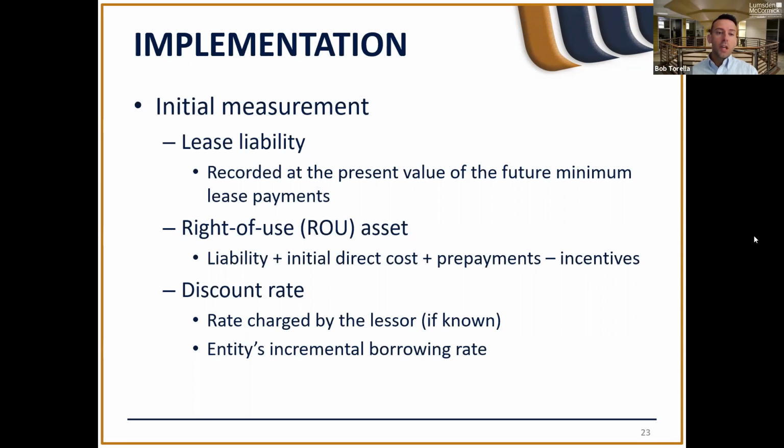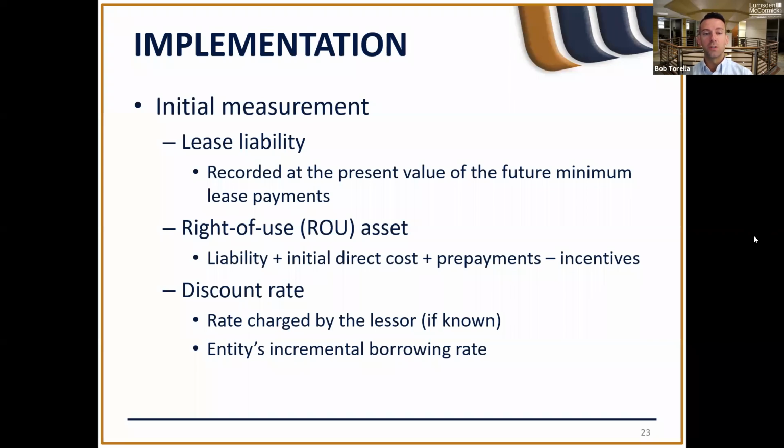So then once you calculate your lease liability, then you would record your right of use asset along with it. Now, this represents the actual physical asset you're leasing, and it can be a different value than your lease liability. But you start off with your lease liability and you would add in any initial direct costs, any prepayments on the lease agreement, and back out any incentives you received by entering into this agreement.